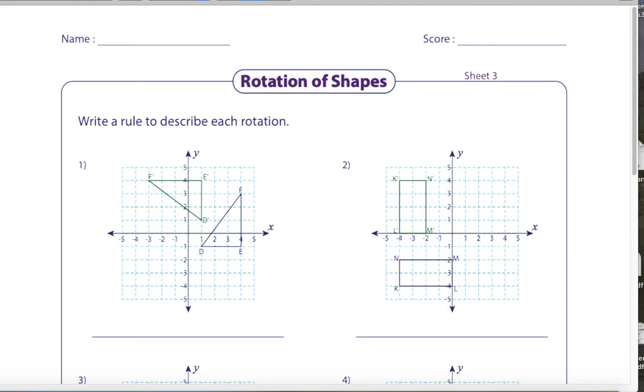And then in the last one, you have to write the rule. So it's either going to be 90 or 180, and it's clockwise or counterclockwise. So you just have to decide what's the original picture. Well, the original doesn't have the little tick marks, the little primes. So D, E, and F is my original. So let's just pick one of the points. Let's say point E. And where did E wind up? It started here, and it wound up over there. So it moved one quadrant over, and that's the counterclockwise direction. So all you have to write is 90 degrees counterclockwise.